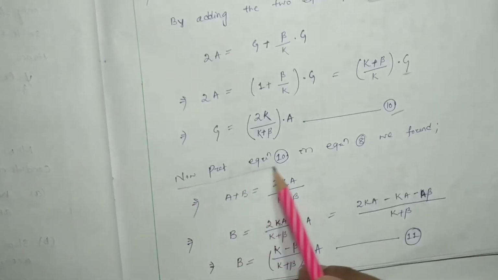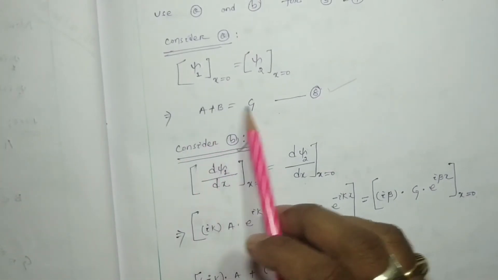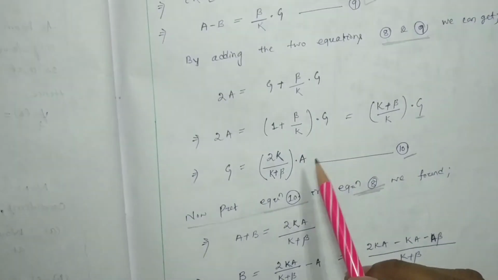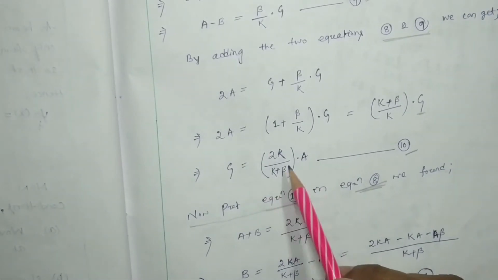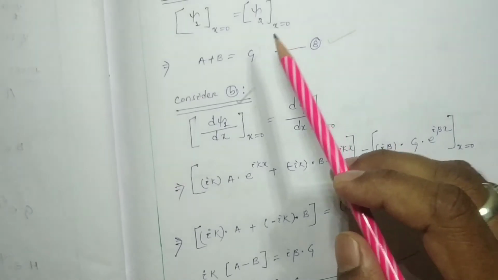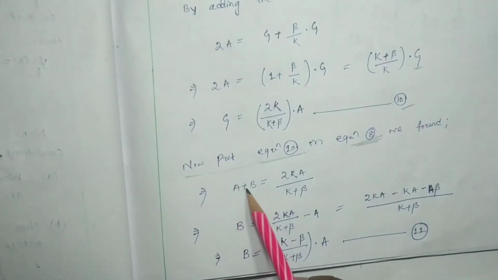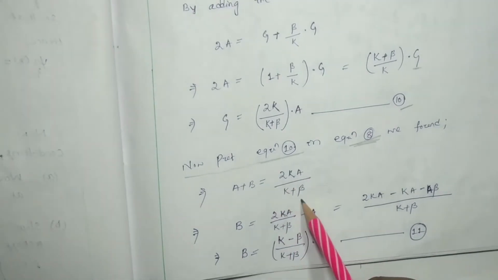Now put equation number 10 in equation number 8. Equation number 8 is a plus b equal to g. Here we found g equal to this much. We have to put this g value in equation number 8. In equation number 8, what are we going to get? We get a plus b equal to 2ka by k plus beta.